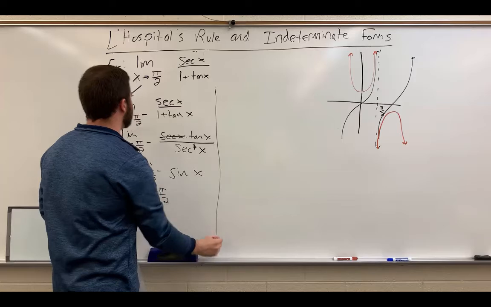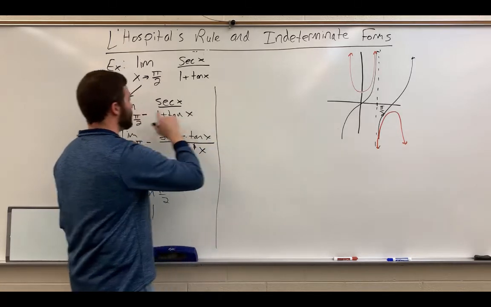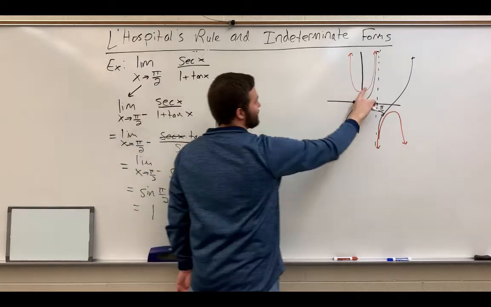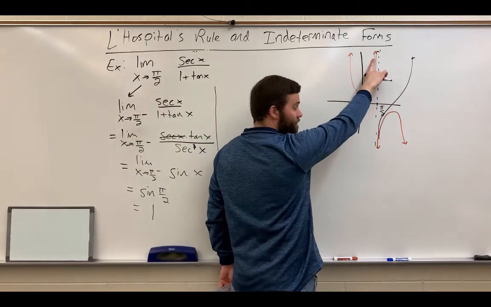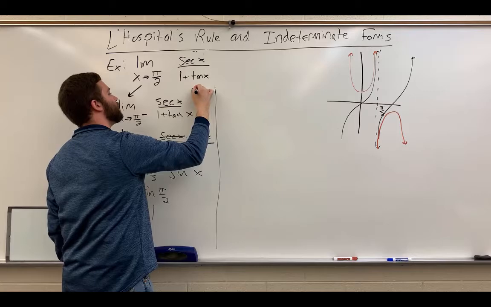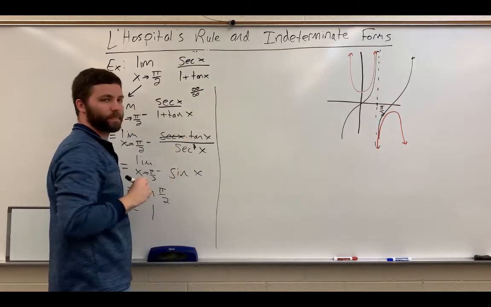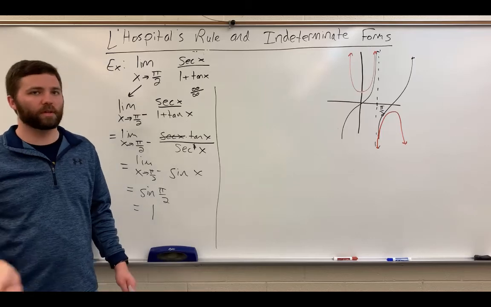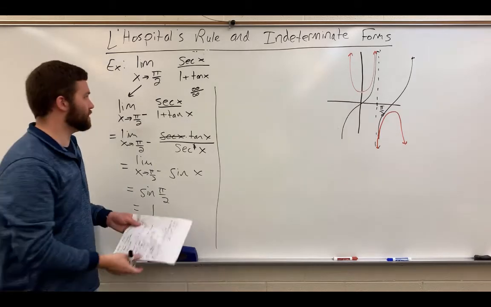Right? I'm going to check the limit from the right now. So, by the way, from the left, they both go to positive infinity. So this was an infinity over infinity form, okay, indeterminate form. The AP test may ask you what indeterminate form it is. This would be infinity over infinity.